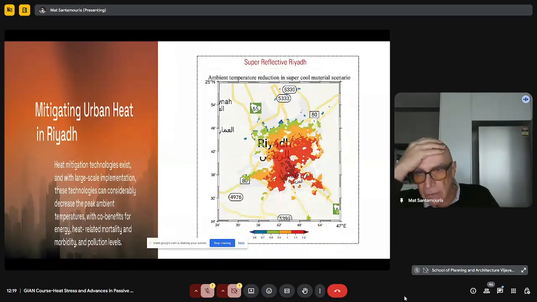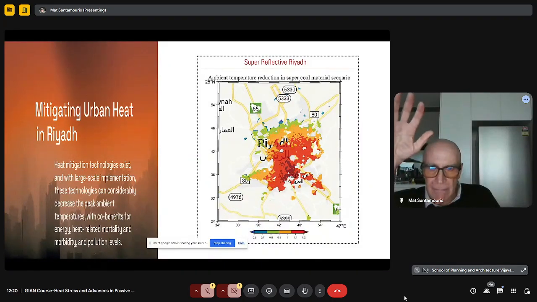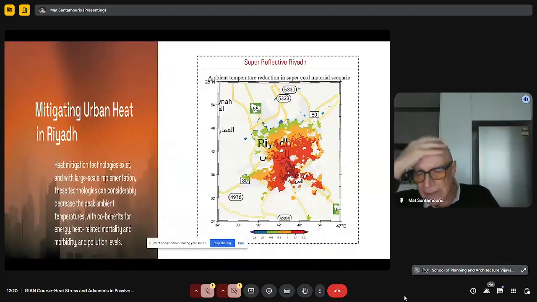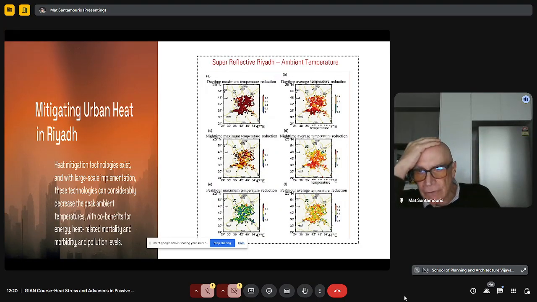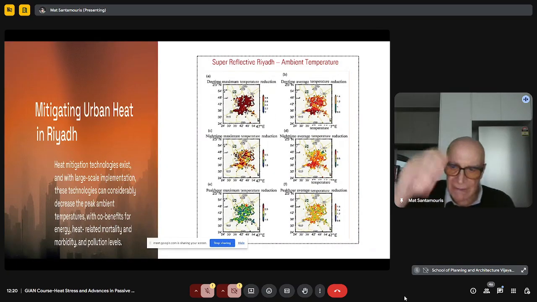Here we have only the roofs, and the average decrease of the temperature we achieved with the supercool materials only at the roof scale was 1.3, 1.4 degrees. That is between 0.2 to 0.4 degrees higher than the previous scenario. But the two scenarios cannot be compared because we don't have the same area. The distribution of the ambient temperature in many cases was up to 2, the maximum was close to 2.5 degrees, with an average of 1.3, 1.4, 1.5 degrees.